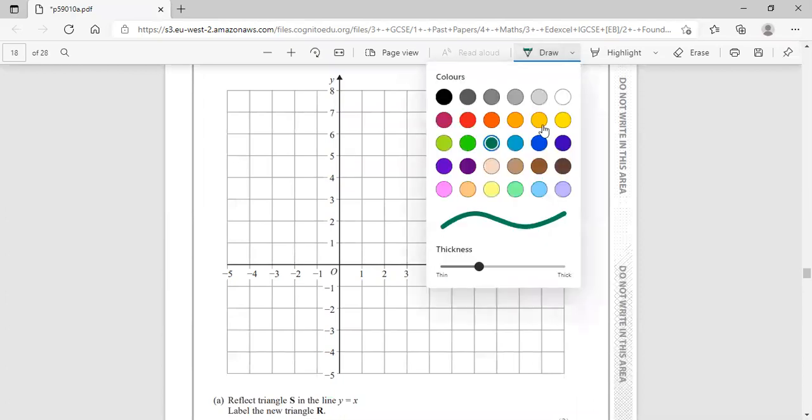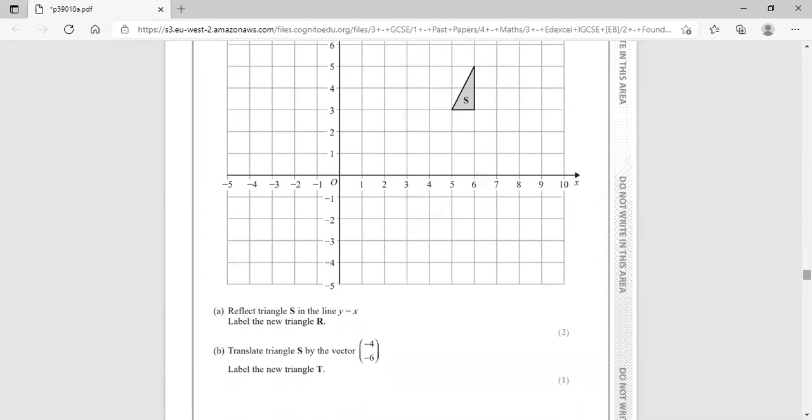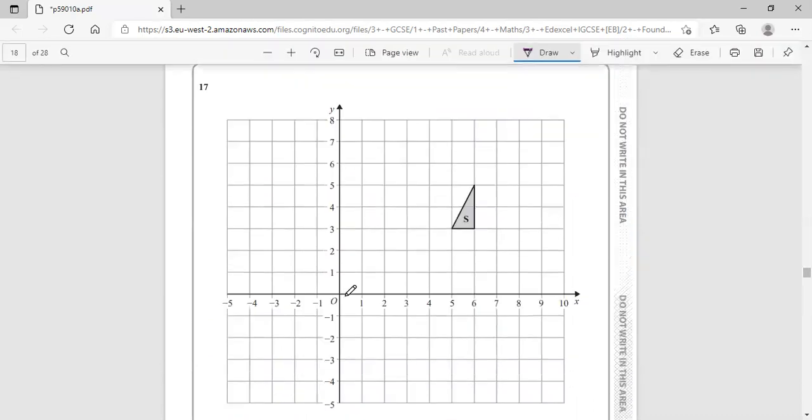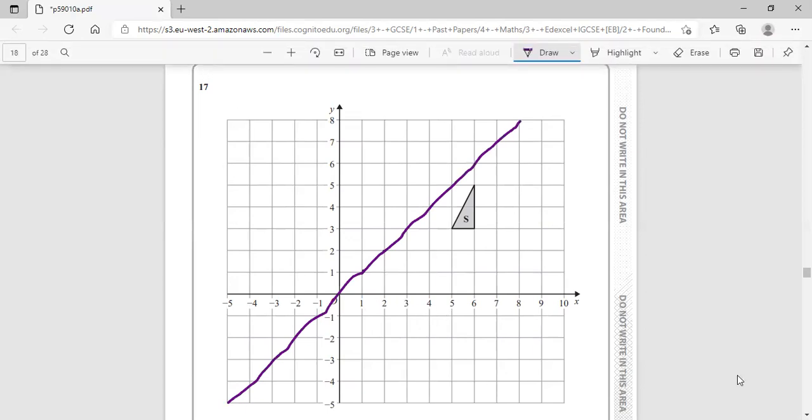You might need a thinner pen here. Question 17, we've got triangle S. Reflect triangle S in the line y equals x. Label the new triangle R. So let's get on with that. The line y equals x: if x is 1, y is also 1, and if x is 2, y is 2. So basically the line y equals x is just a diagonal line. Y equals negative x would go the other way, going down.